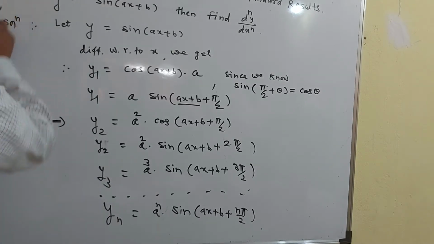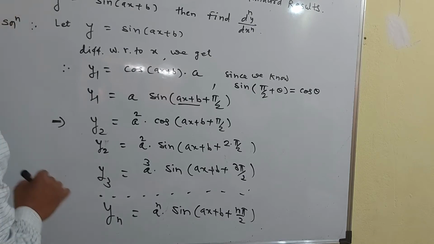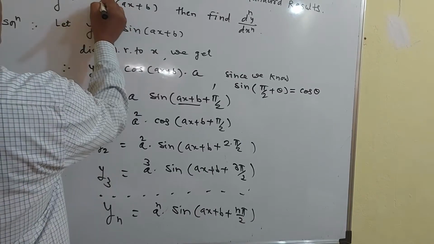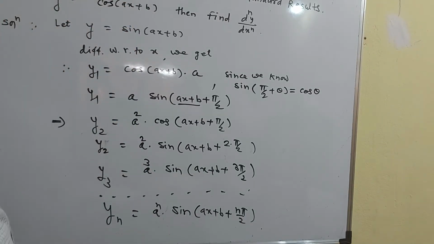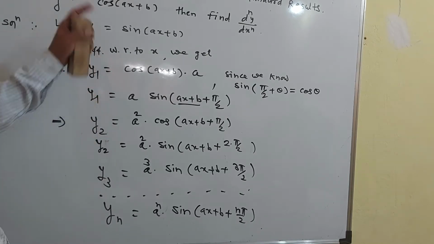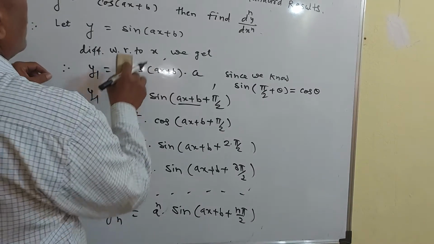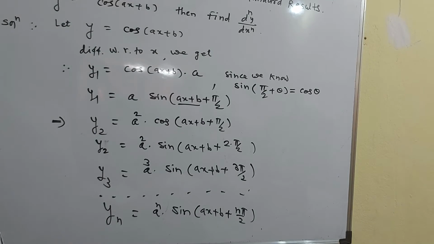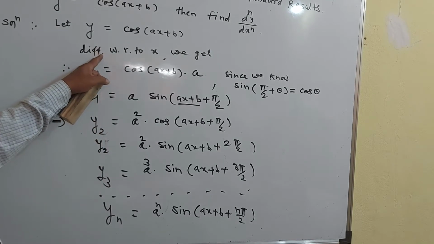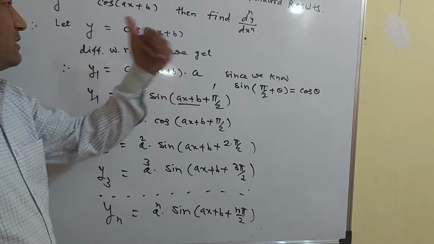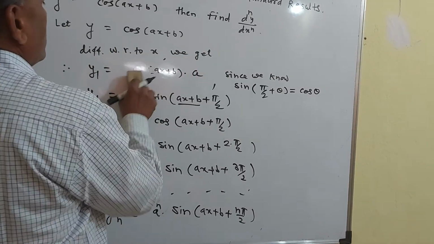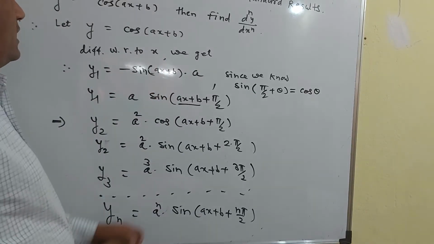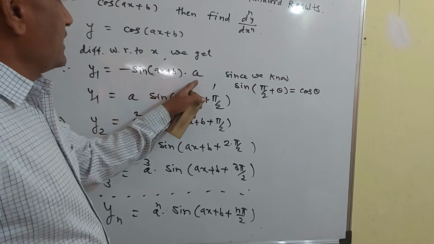Next we see what is the nth derivative of y is equal to cos of (ax + b). If y is equal to cos of (ax + b), then find the nth derivative. Here y is equal to cos of (ax + b). Differentiating with respect to x, we get, you know, the derivative of cos theta is minus sin theta. Y1 is equal to minus sine of (ax + b) into the derivative of (ax + b), which is a.